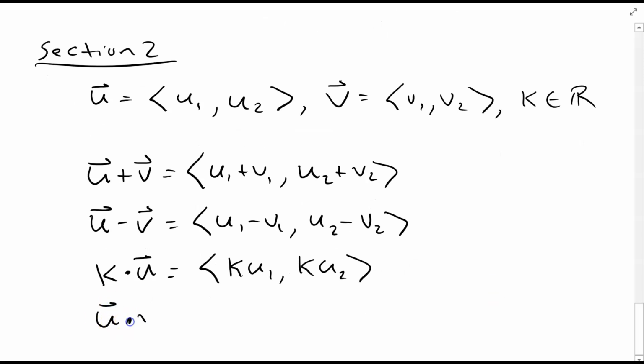We also talked about the dot product. Here, what I do is I multiply the first components together and then multiply the second components together and add them. Here, the result is a scalar. So the dot product of two vectors is a real number. It's a scalar. It's not a vector quantity anymore.